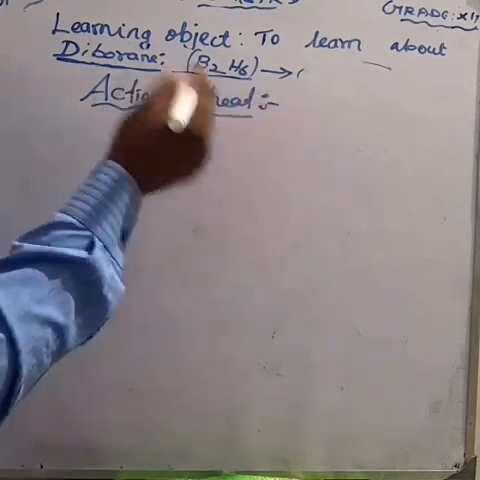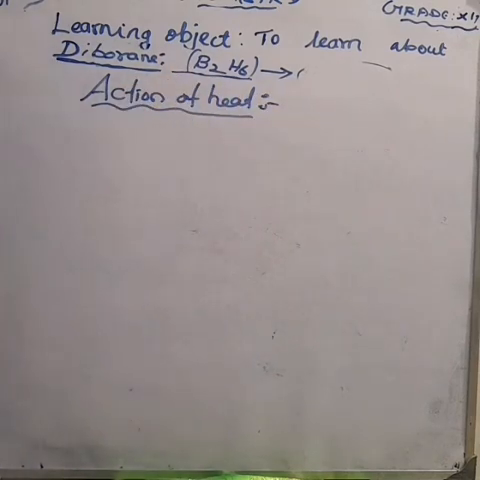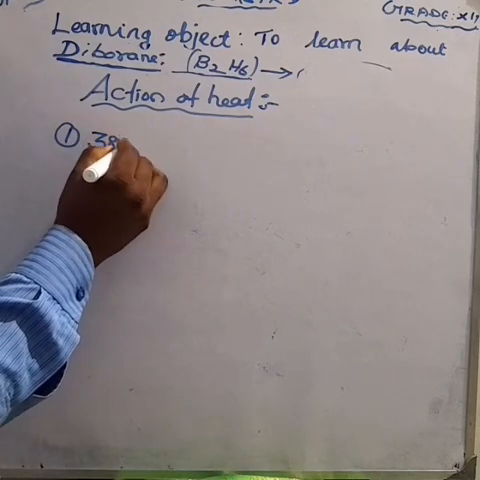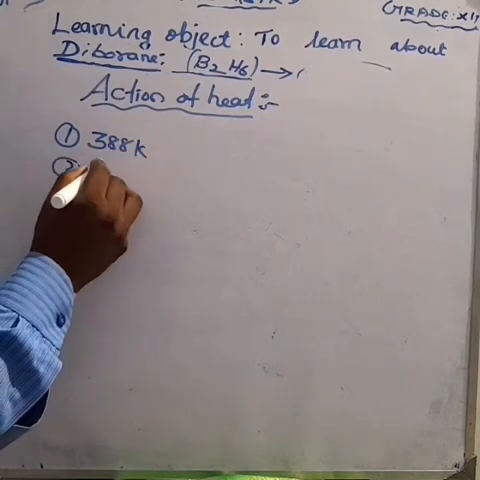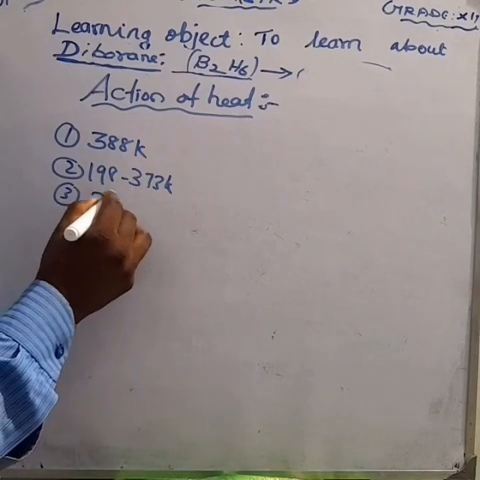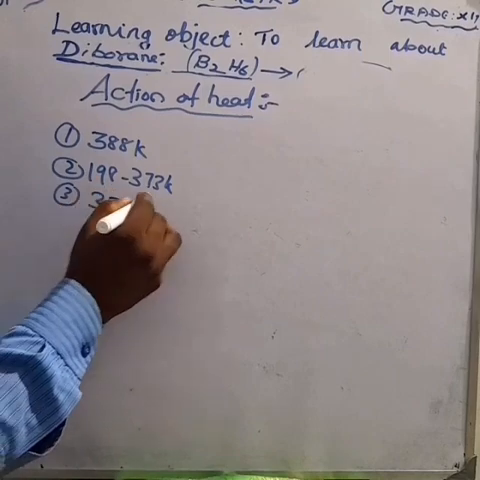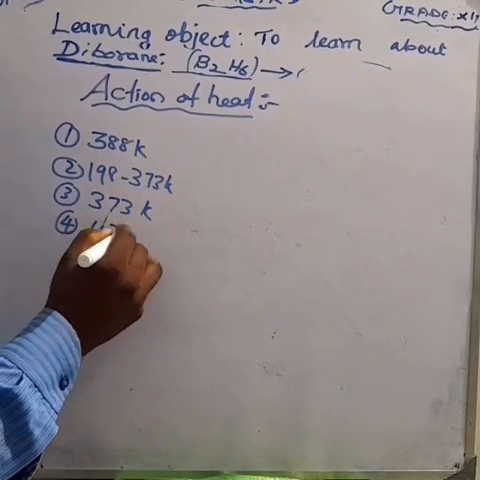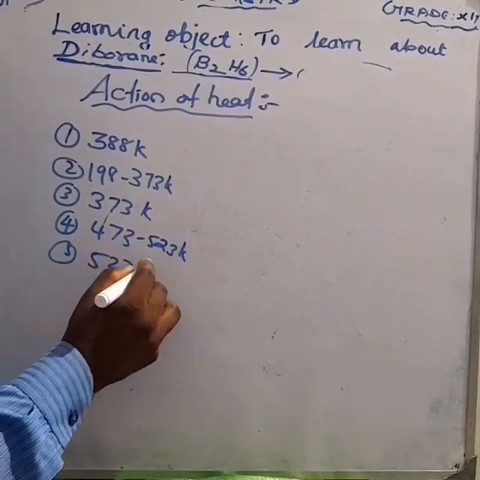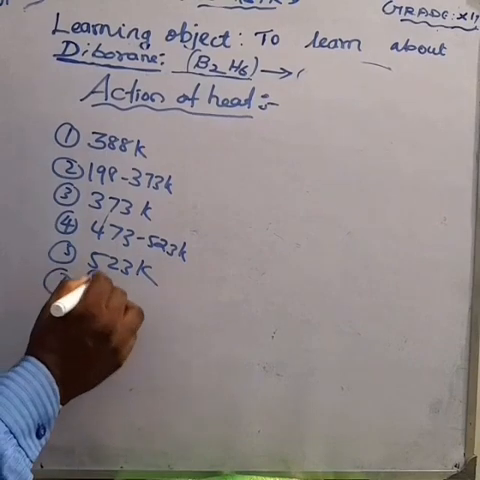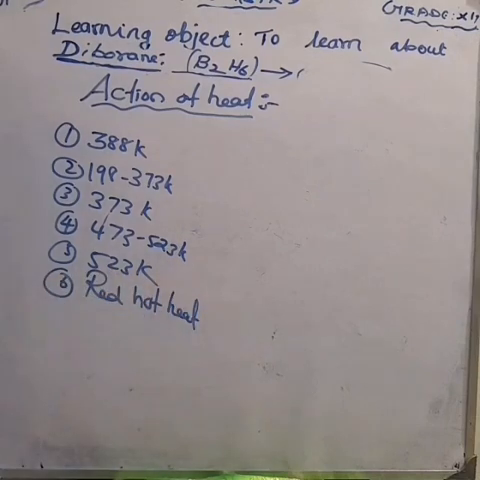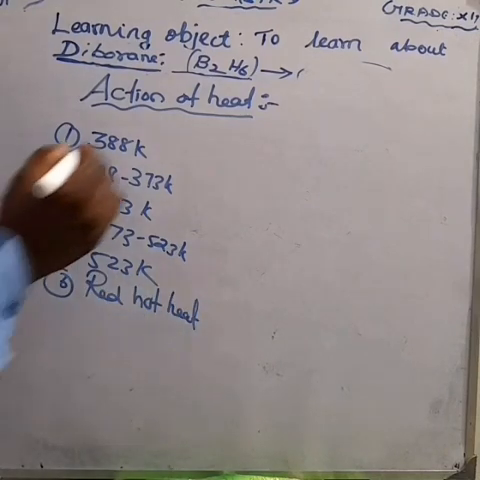What is the action of heat on diborane? Here, diborane is heated at different temperatures. The first temperature is about 388 Kelvin. The second is about 198 to 373 Kelvin. The third is at 373 Kelvin. The fourth is 473 to 523 Kelvin. The fifth is 523 Kelvin, and the last is red hot heat. These are the different temperatures we use for heating diborane.